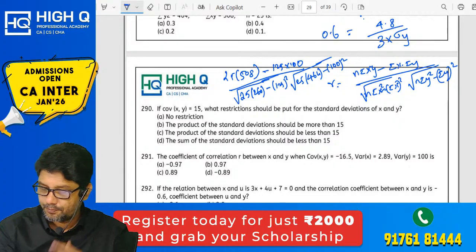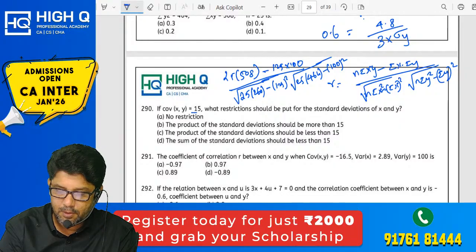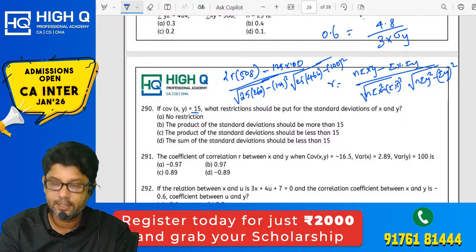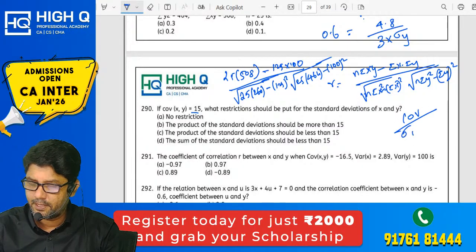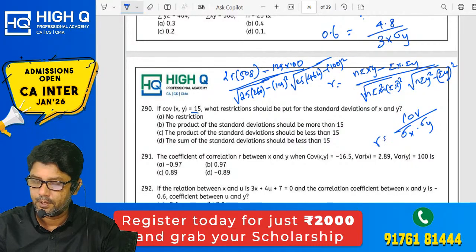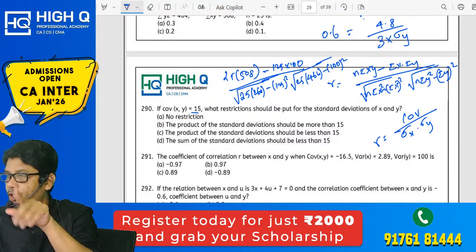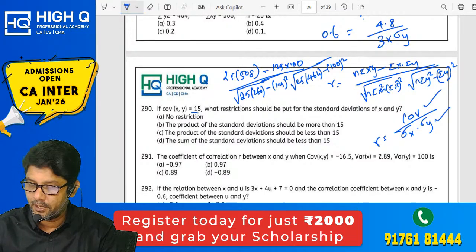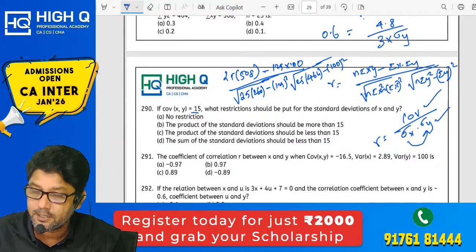Next question. Covariance of x comma y is 15. What restriction should be put on the standard deviation of x and y? Listen here. See, what is the formula for R? Covariance divided by standard deviation of x into standard deviation of y. Correct? R is always between -1 and +1. So definitely the numerator will be less than the denominator. So the product of the standard deviations should be more than the covariance.